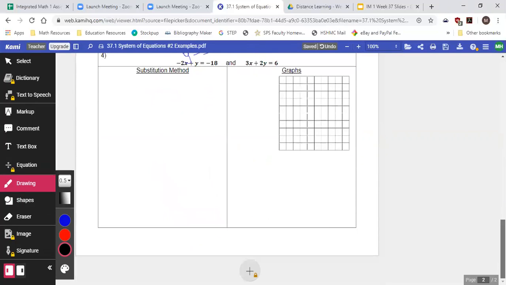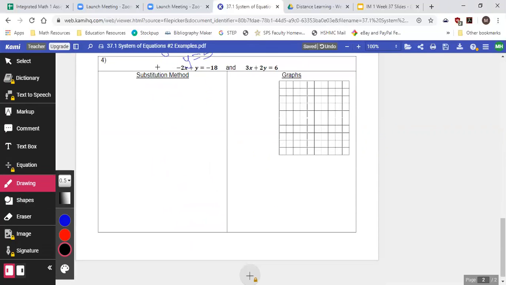Okay, so the last one. This one's a little different because both equations are in standard form. One of the first things we can do is try to get them in slope-intercept form, because that will help us with our graphs later on.